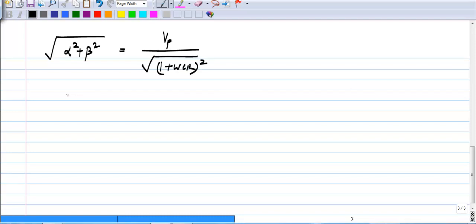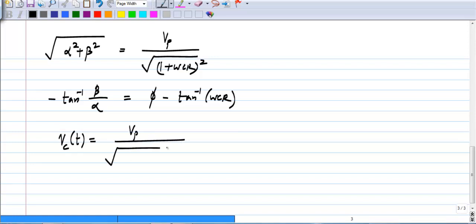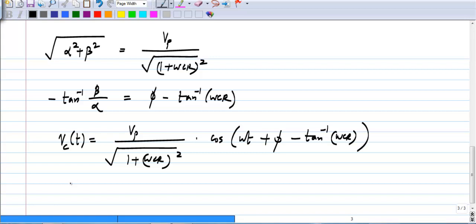Okay. And minus tan inverse beta by alpha equals phi minus tan inverse omega CR. Okay. So, finally, you will find that the steady state response is Vc of t is Vp by the square root of 1 plus (omega CR) squared, times cos(omega t plus phi minus tan inverse omega CR). Okay. Now the input Vs was Vp cos(omega t plus phi). Okay.